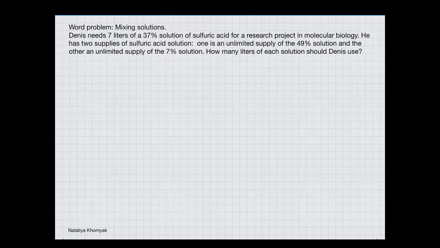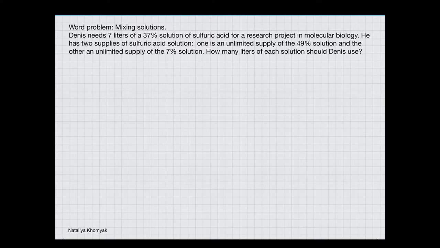Hi all, let's do a word problem on mixing solutions. Here we have a problem where Dennis needs 7 liters of a 37% solution of sulfuric acid for a research project in molecular biology. He has two supplies of sulfuric acid solution. One is an unlimited supply of 49% solution and the other an unlimited supply of the 7% solution. How many liters of each solution should Dennis use?